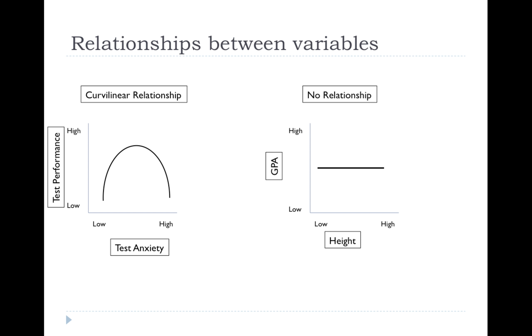If your analysis is close to 0, most likely there's no relationship between the variables. An example here would be height and GPA. There's no correlation between these two variables.